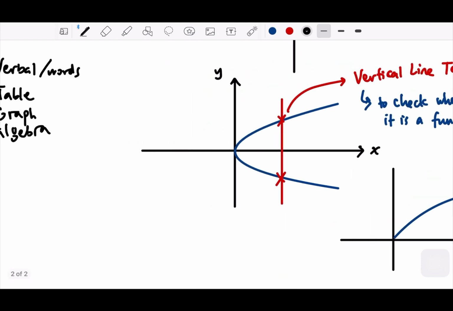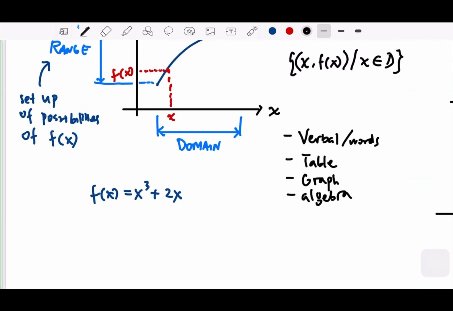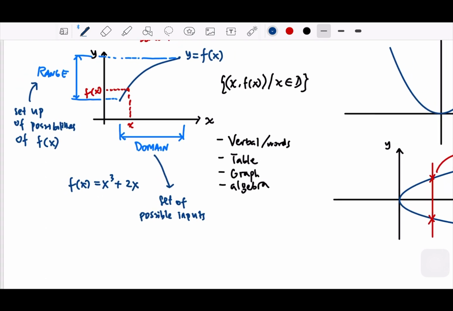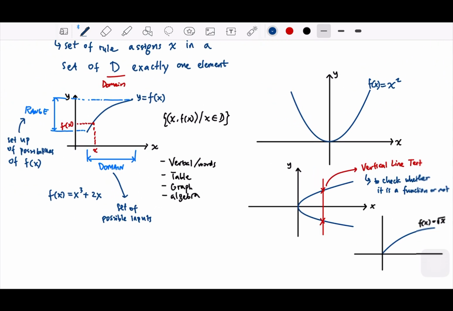Okay. Oh, I forgot to write the domain here. Domain is set of possible inputs. Okay. The more official way to say the domain. Okay. This way, the speed is okay. Okay, not too fast, not too slow, right?